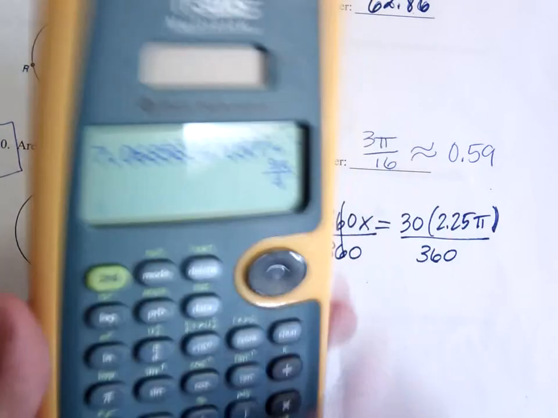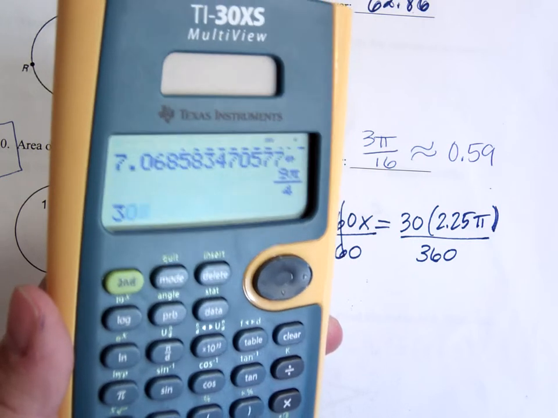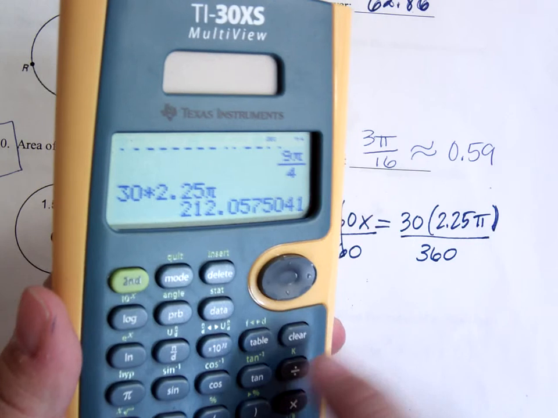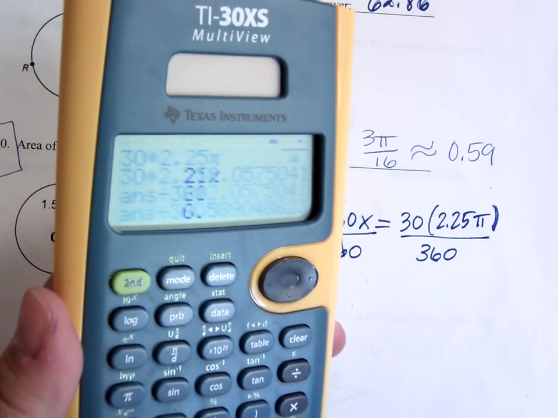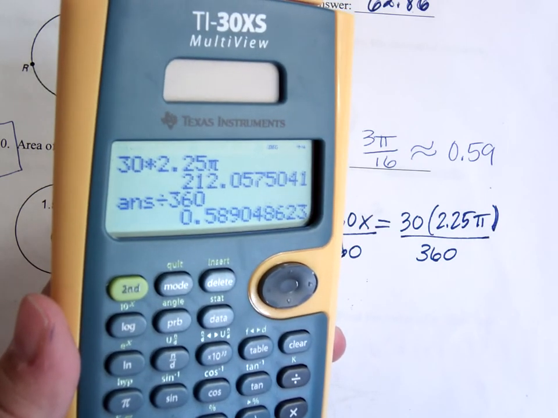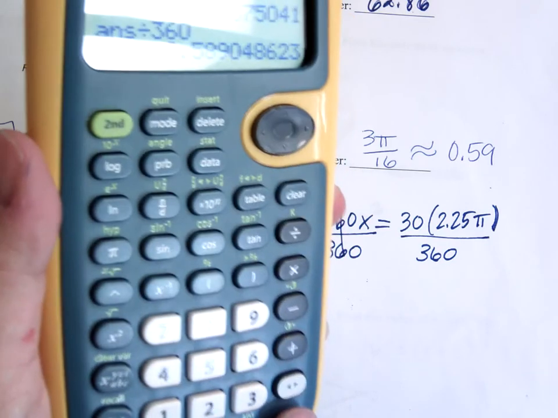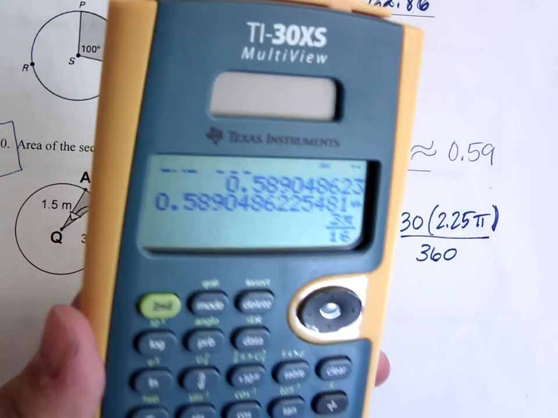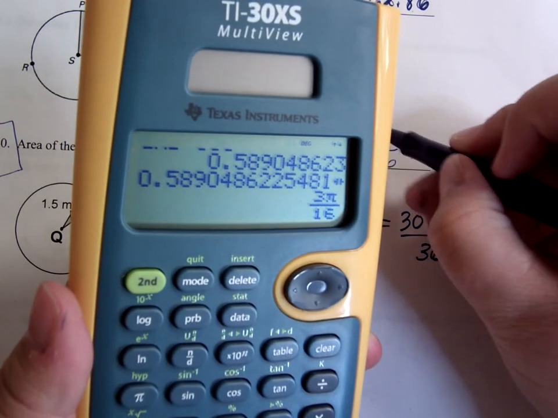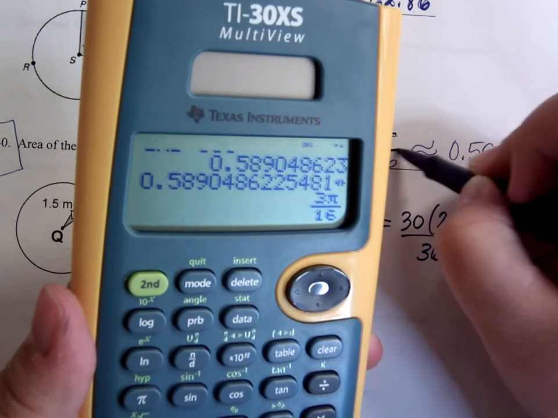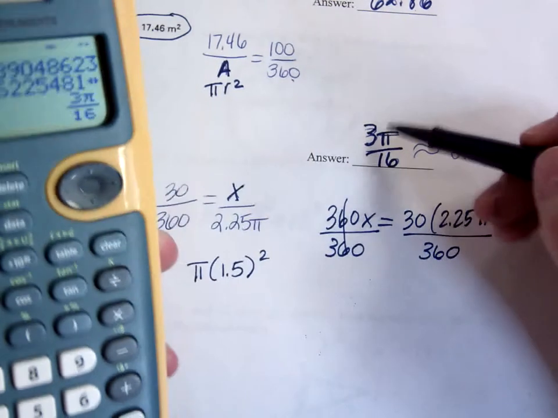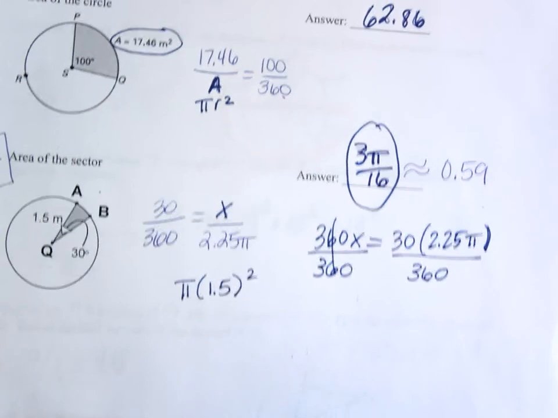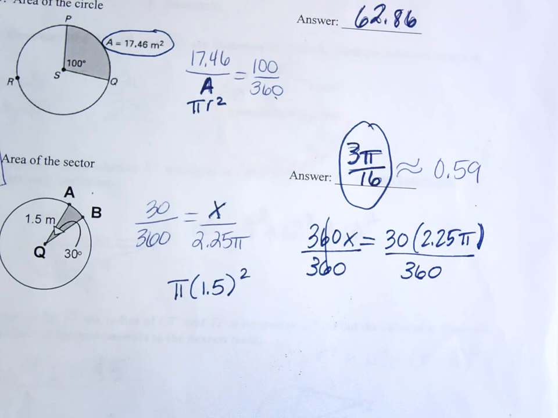There we go. Okay, 30 times 2.25 pi gives me this. Then I'm dividing that by 360, not by 30. That's what I get. Okay, that's the decimal answer. And that little button above enter will change this to a simplified radical form. Simplified radical form does not have decimals in it. It just has fractions. So that's why, I said radical, excuse me, it's exact form, really. Simplified pi form, with pi instead of a decimal. Should be 3 pi over 16.